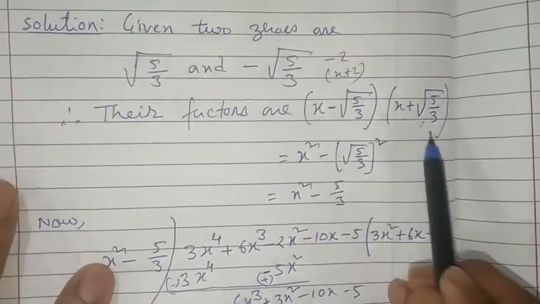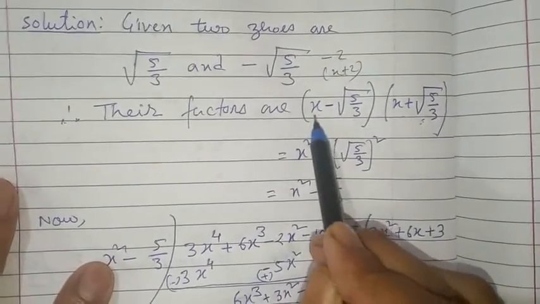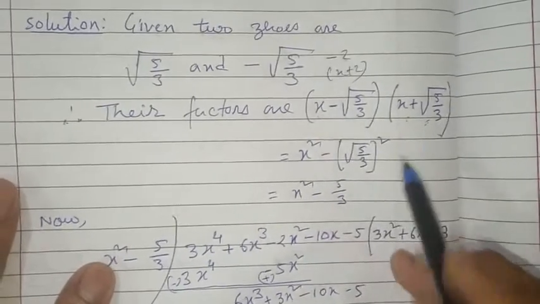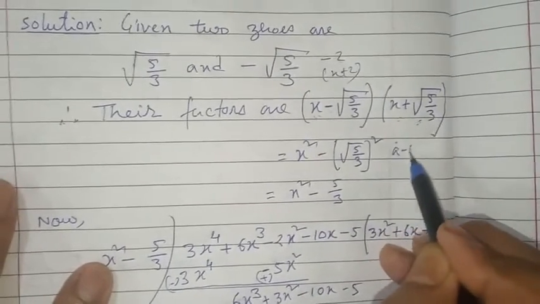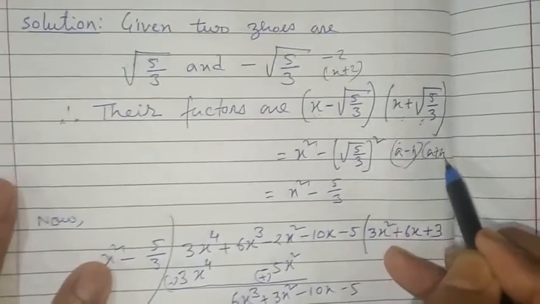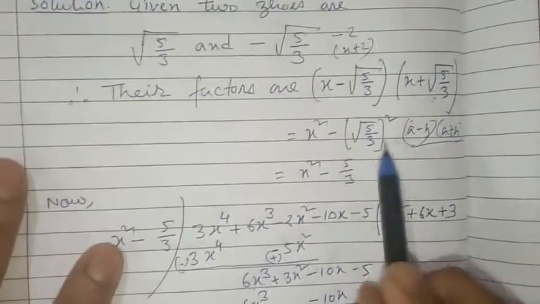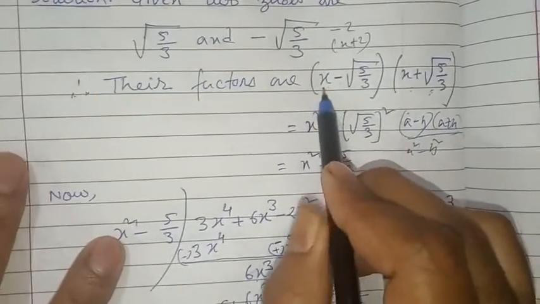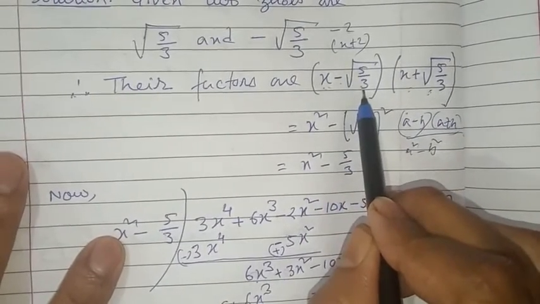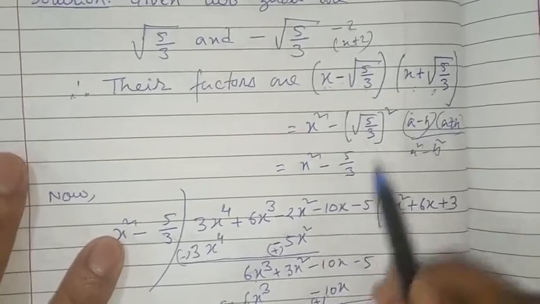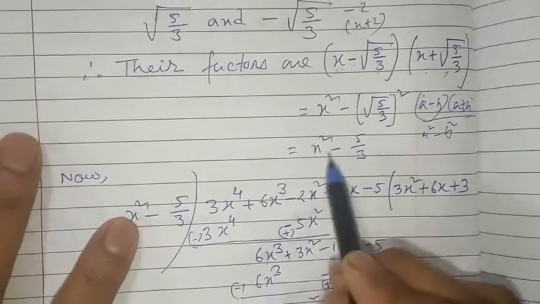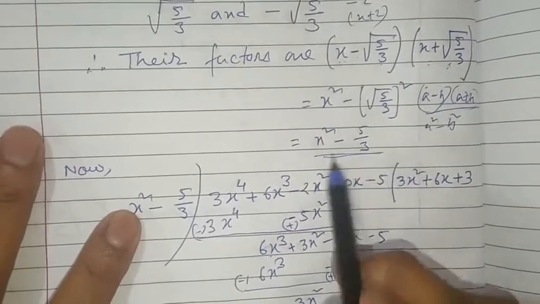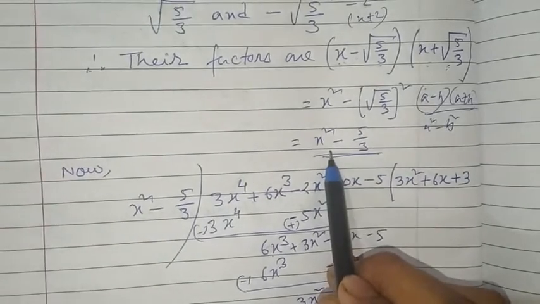Now let us simplify this factor. You will have a minus b, a plus b. Just remind yourself of a minus b and a plus b. Do you remember these identities? This will be a square minus b square. So this is working as a, this is working as b. So a square minus b square, square and square root get cancelled. So this is the factor we have obtained from the two zeros that were provided.